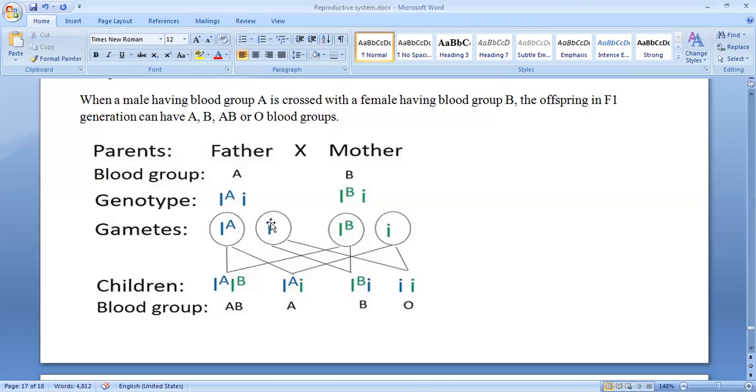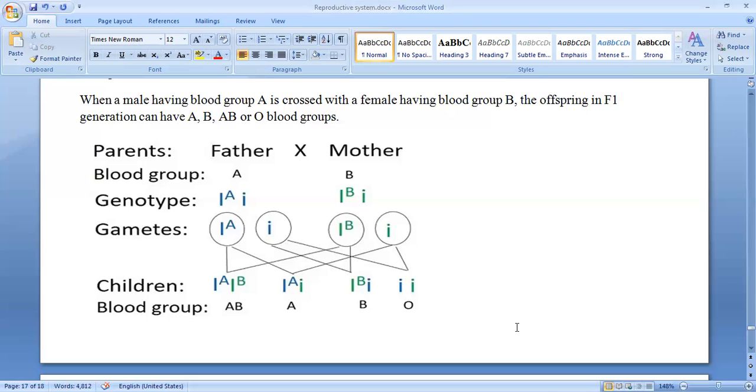If the recessive gene of the father, small i, combines with IB of the mother, then the IB will be dominant. So IBi is produced, and that means the blood group will be B in that child. And if the small i of the mother and the small i of the father combine, then there are no A and B antigens at all. So that child will have the blood group O.